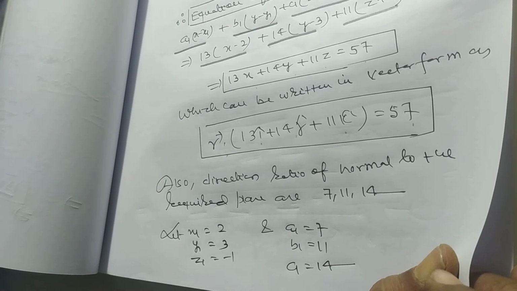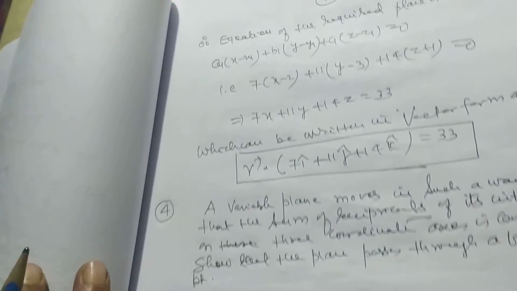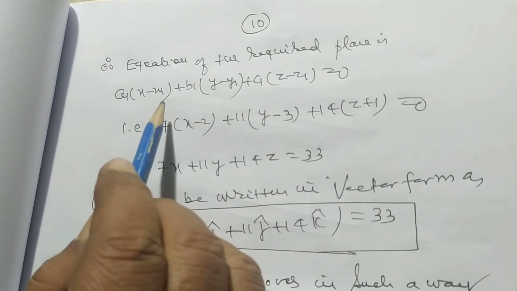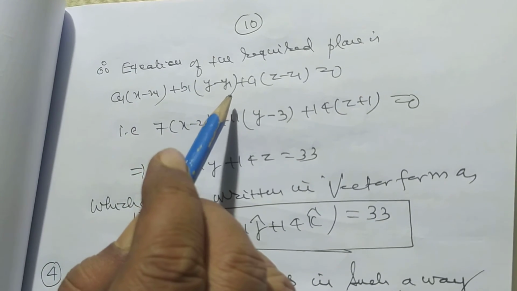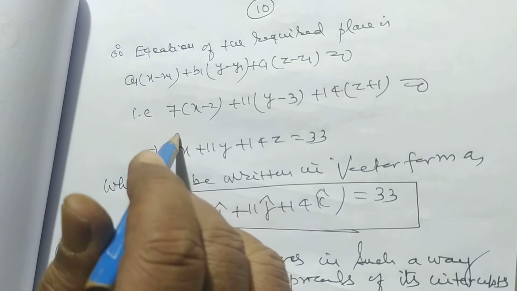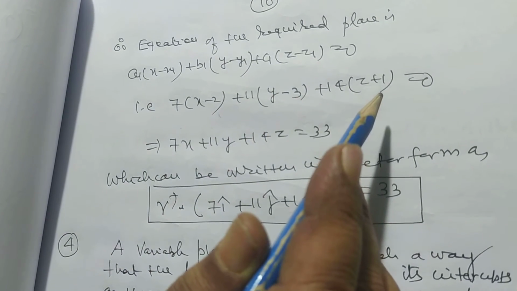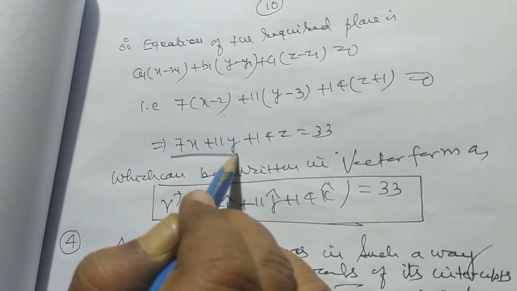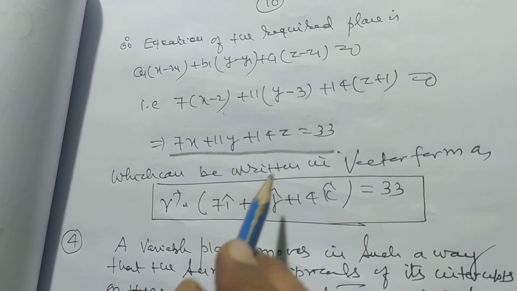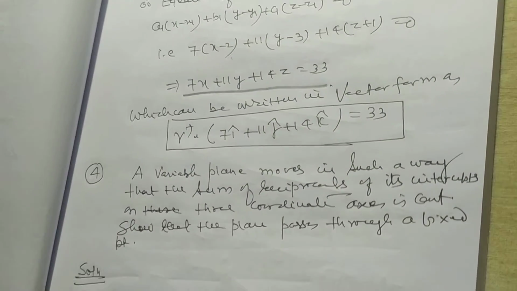And a1 is equal to 7, b1 is equal to 11 and c1 is equal to 14. The equation of the required plane is a into x minus x1 plus b1 into y minus y1 plus c1 into z minus z1 is equal to 0. So it will be 7 into x minus 2 plus 11 into y minus 3 plus 14 into z plus 1, and after solving it will be 7x plus 11y plus 14z is equal to 23. In this way you can solve this problem.